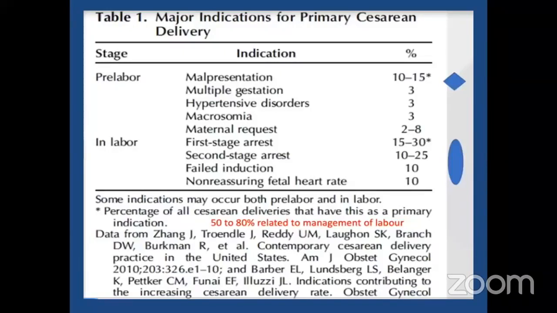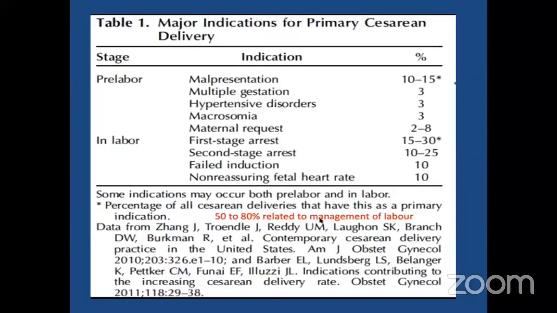Now look at the first two. The first stage arrest and the second stage arrest. If we add these two, again, we'll find that at least 50% of the cesarean sections are being done because of arrest, either in the first stage or in the second stage. So what is this arrest? And why are we calling it arrest? Do we need to revise our definition of arrest? And that is how all these things came into being. Okay.